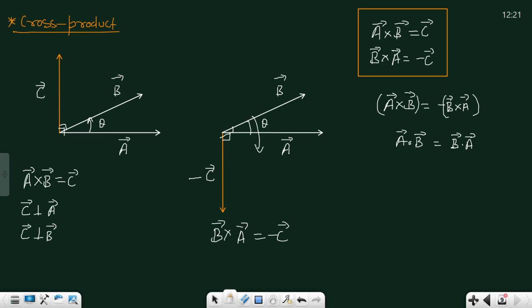Done? Sir, A into B and B into A doesn't make any difference. A into which one? Dot or cross? So cross. A cross B is equal to minus B cross A. This is minus because the sign will be different now. A cross B is C, B cross A is minus C, so that's why I'm putting a minus sign. Clear? Okay, sir, but if it is a dot, A dot B is same as B dot A, but A cross B is equal to minus B cross A. Yeah, clear.